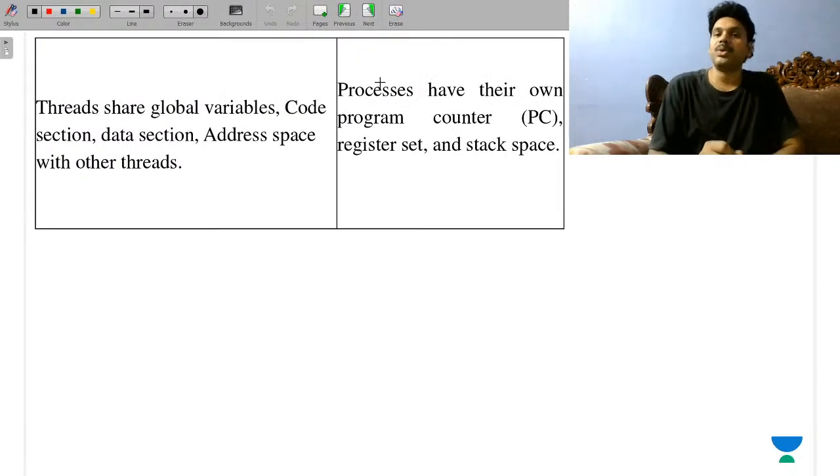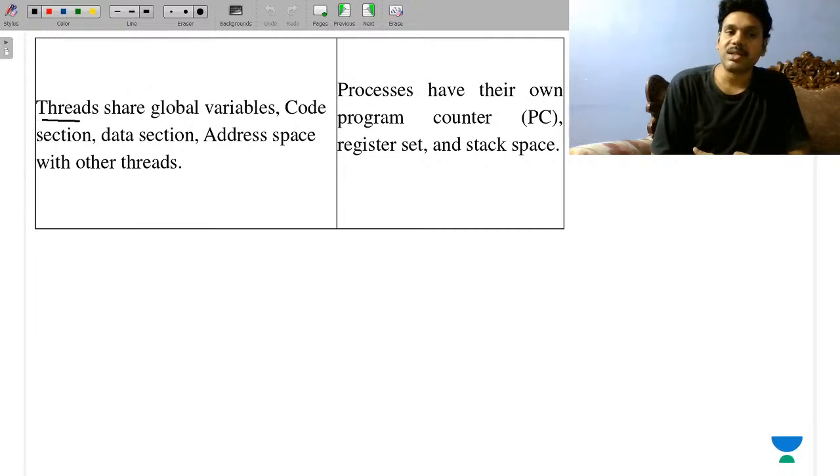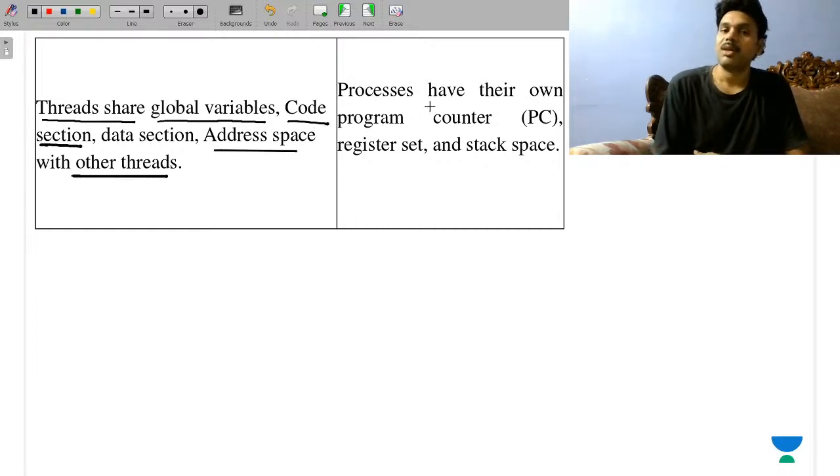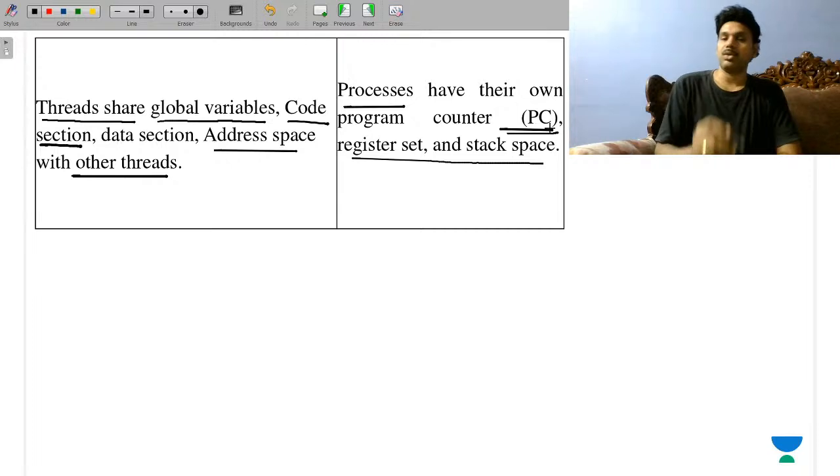And the last one, what is that? Thread is under sharing mode, which shares global variables, code, data, and address space with other threads. But here, every process has its own requirements and its own process control block.